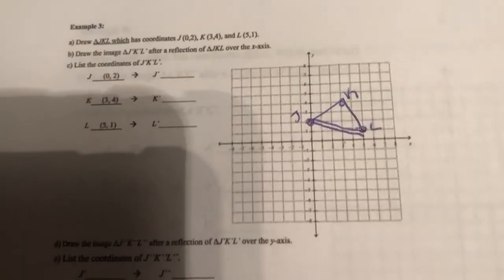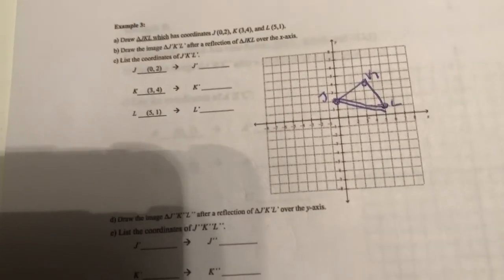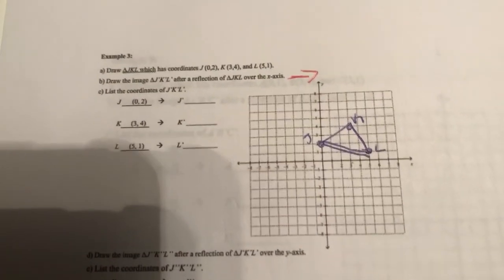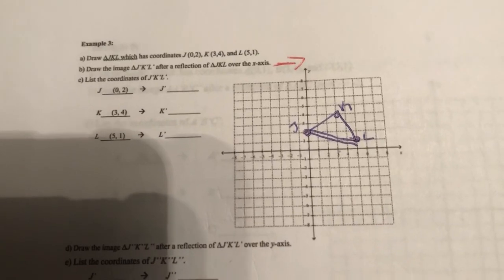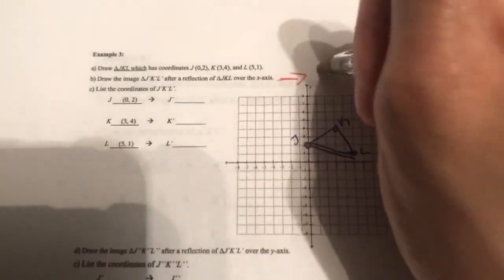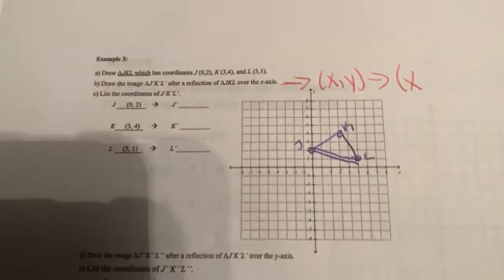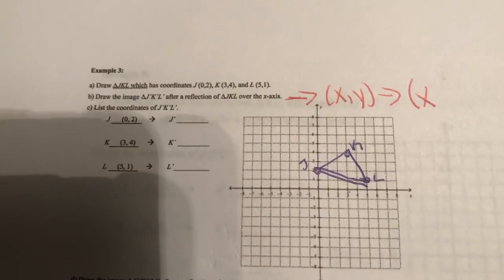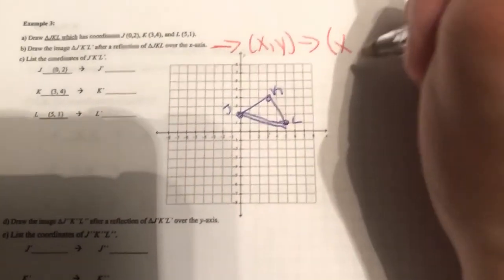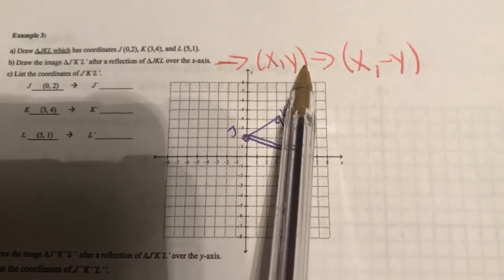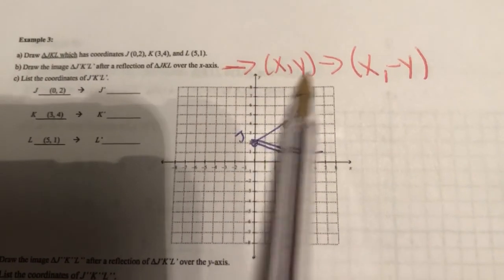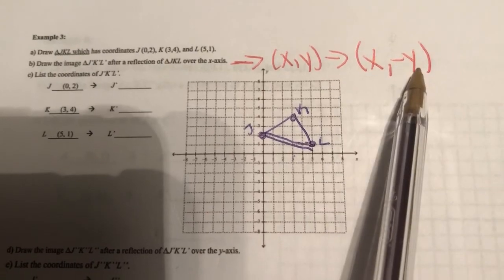So before I start counting and all this stuff, sometimes I like to figure out another way I could do it without counting, because sometimes I do not want to make any mistakes. So I remember from my first one, when it says over the x-axis, my rule of thumb was the x stays the same and my y is the opposite. All right? So my x stays the same and my y is the opposite.